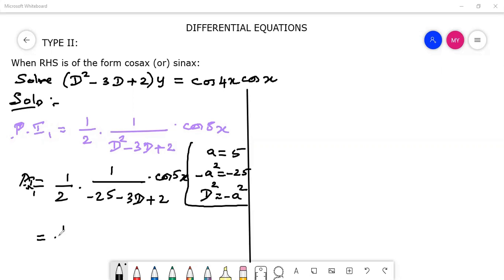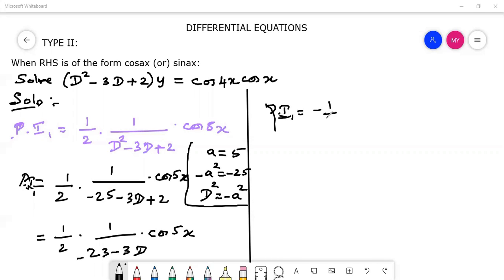What will happen? 1 by 2 into 1 by minus 25 plus 2 gives you minus 23 plus minus 3D into cos 5x. So in the denominator I am taking negative commonly outside. So particular integral 1 is negative 1 by 2 into 1 by 23 plus 3D into cos 5x.